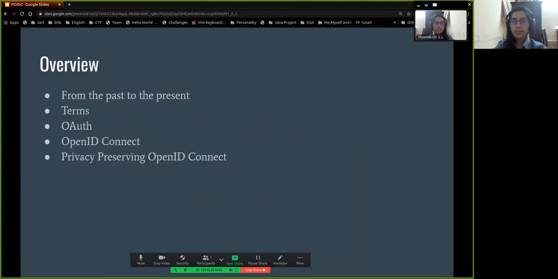So we'll start from how it was in the past to where we are now. Then we'll go across some terms which we'll be needing to understand the rest of the slides. Then OAuth and OpenID Connect, then finally our model, which is Privacy Protecting OpenID Connect.